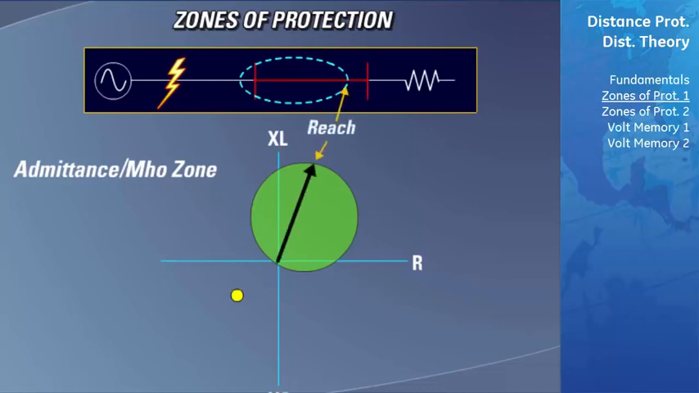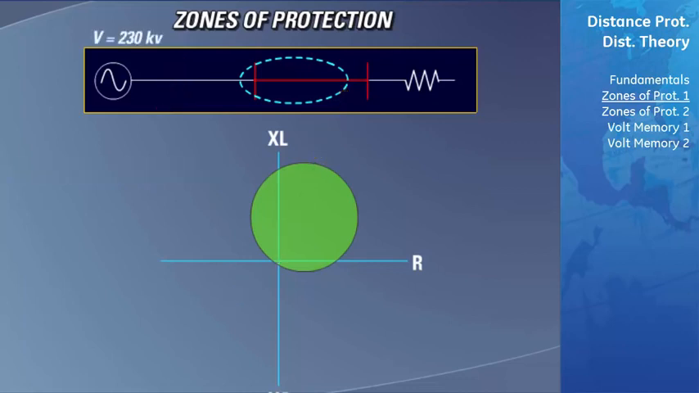The reach of the zone of protection shows in impedance how far down the transmission line this zone will protect. The reach always lies along the line of the impedance of the transmission line, which is usually around 75 to 80 degrees away from the x-axis. The reach is also the point in the circle that is the farthest away from the origin of the graph. One of the reasons that the Mho circle is positioned where it is along the graph is so the zone of protection will not trip on a power system that is highly loaded.